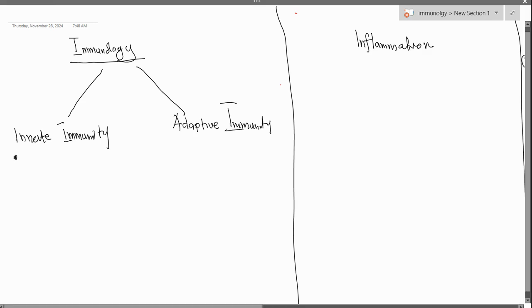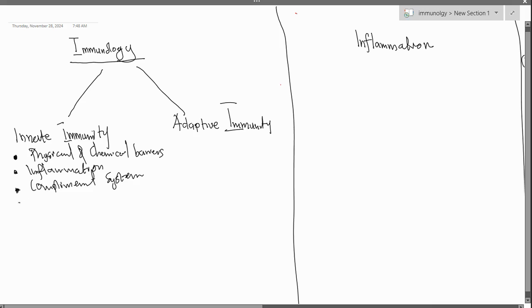So under the innate immune system, we have the physical and chemical barriers. We have inflammation. We have the complement system. Then we have the immune cells. The immune cells also have their specific roles they play in the innate immunity, and sometimes we have the toll-like receptor systems, which are mostly used to nullify viral pathogens.